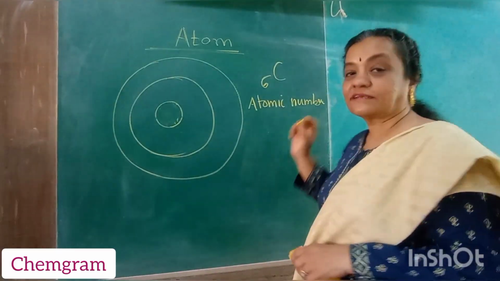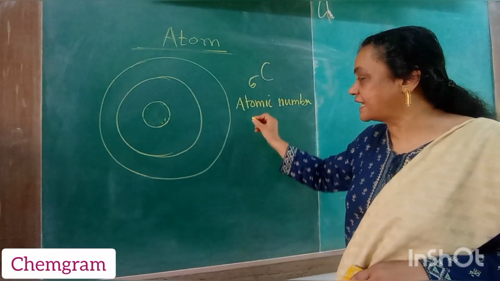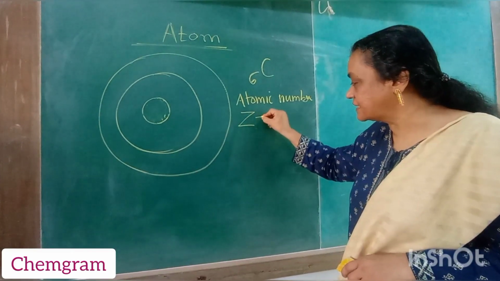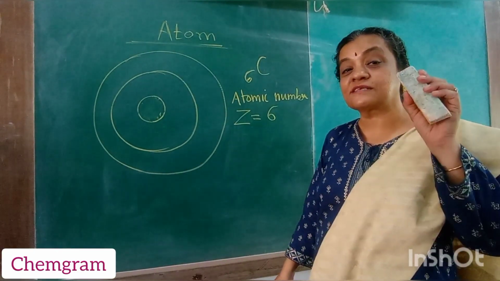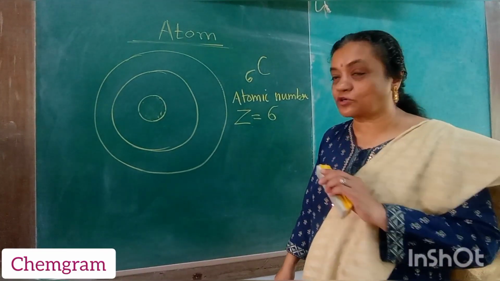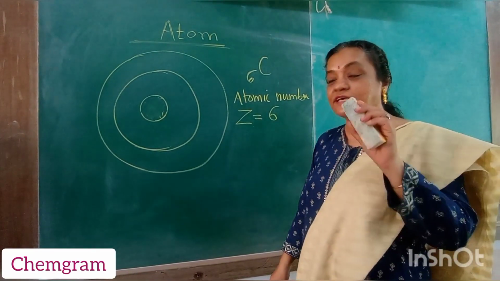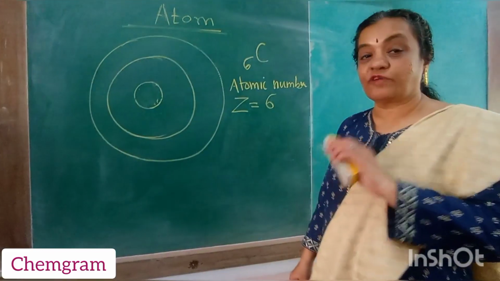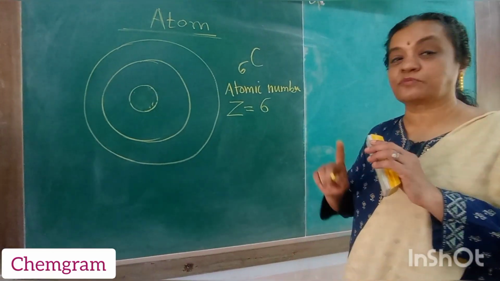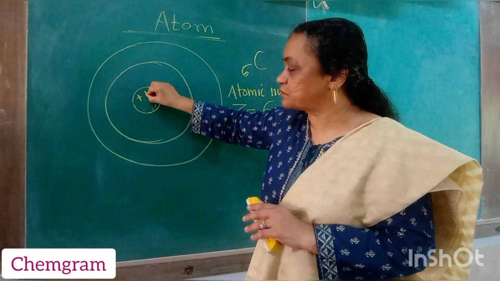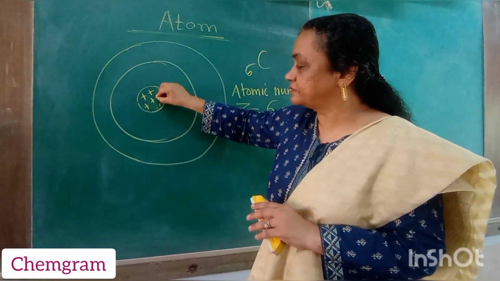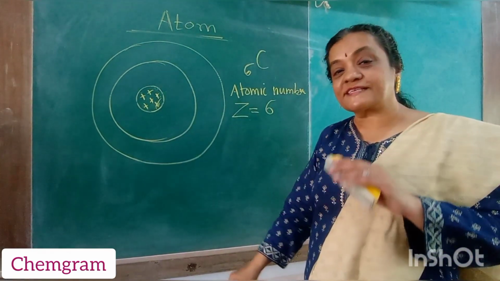How do we represent the atomic number? We represent it by the alphabet Z. So I will write Z equal to 6, meaning there are 6 protons. And what are protons? They are positively charged particles. Where do you find the protons? You find the protons inside the nucleus. So I am going to put 6 positive charges here. So there are 6 protons.